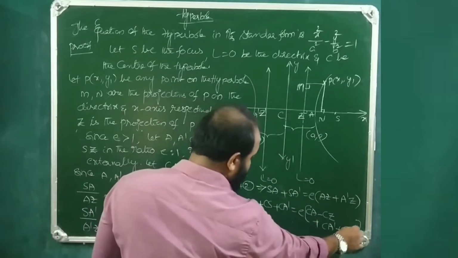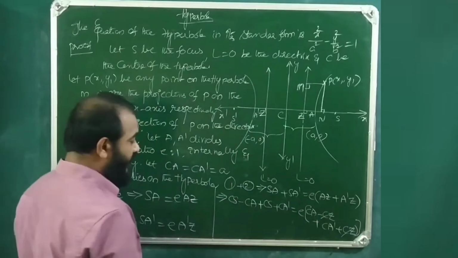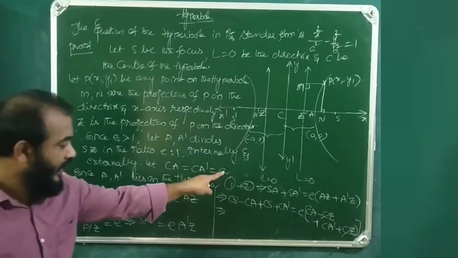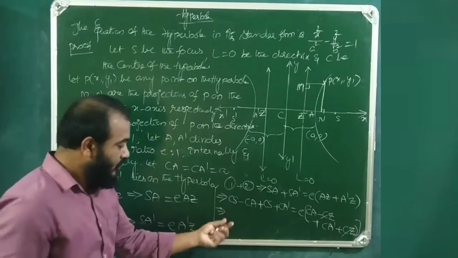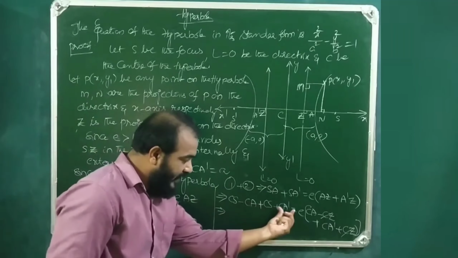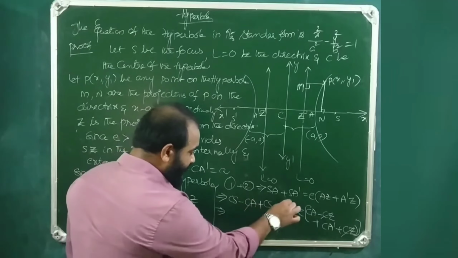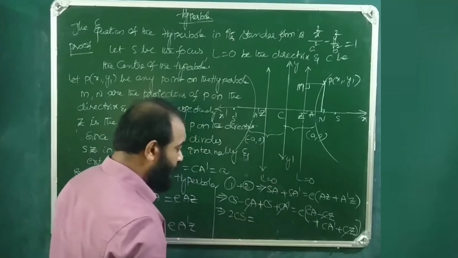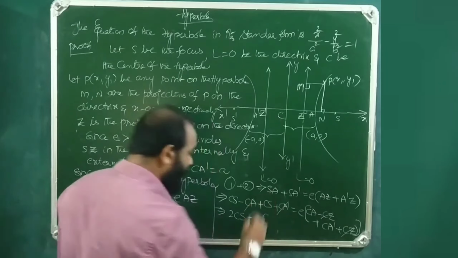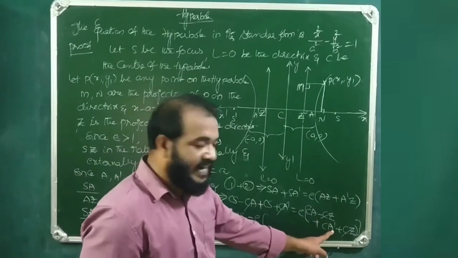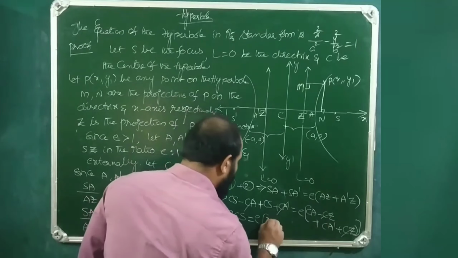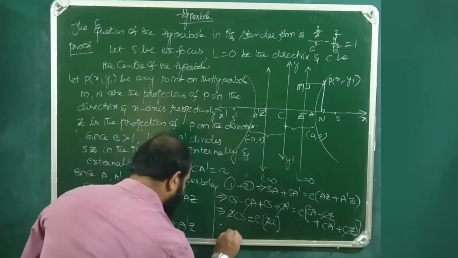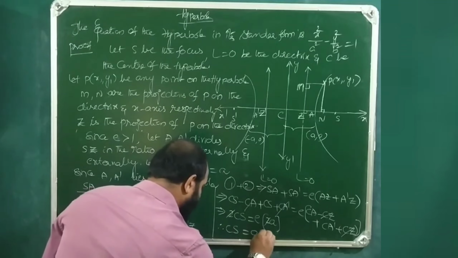So here plus CZ minus CZ gets cancelled. CA is equal to A and CA dash is also A. So CA is minus CA, CA dash is plus CA, so these two get cancelled. CS plus CS is 2CS, which equals E into A plus A, 2A. So 2 gets cancelled. Therefore, CS is equal to A into E.